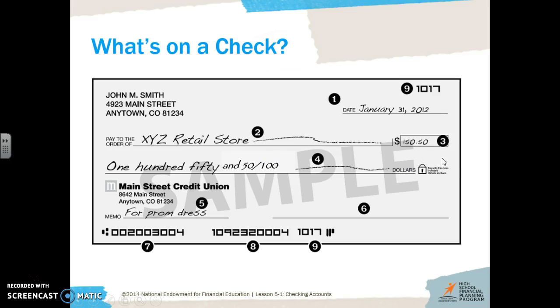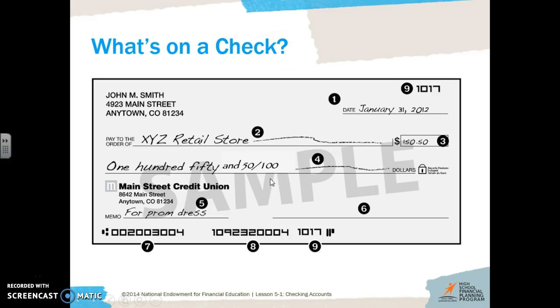The third thing that you're going to see on every single check is the amount of payment in numbers. So John Smith is paying XYZ retail store $150.50. So that number goes right over here in the box. Not only do you have to write this number out in numbers, but just in case it's not clear, checks also have the amount written out in words. So this is the total payment in words, 150, and whenever they do cents, they use a fraction. So 50 cents would be written 50 out of 100.